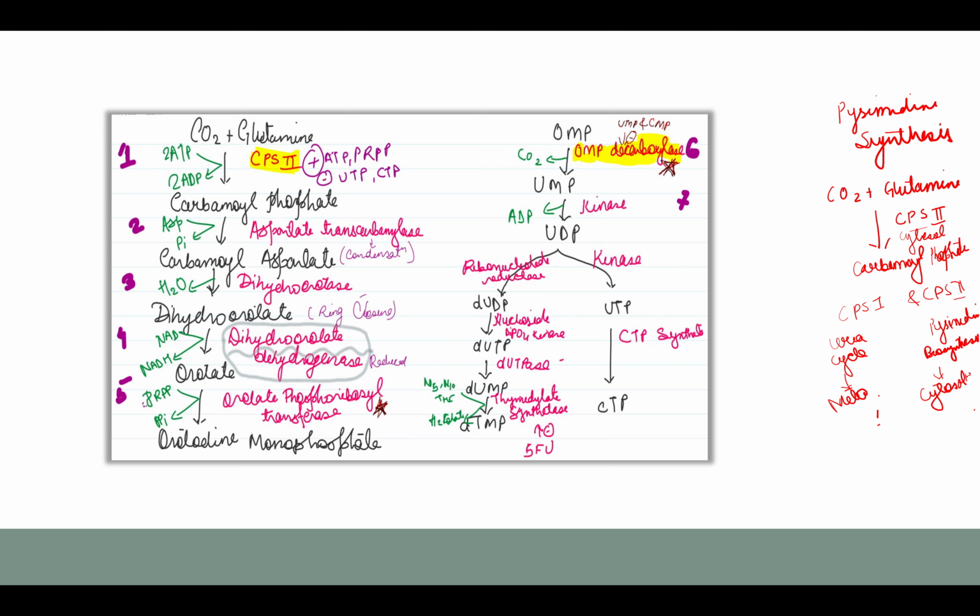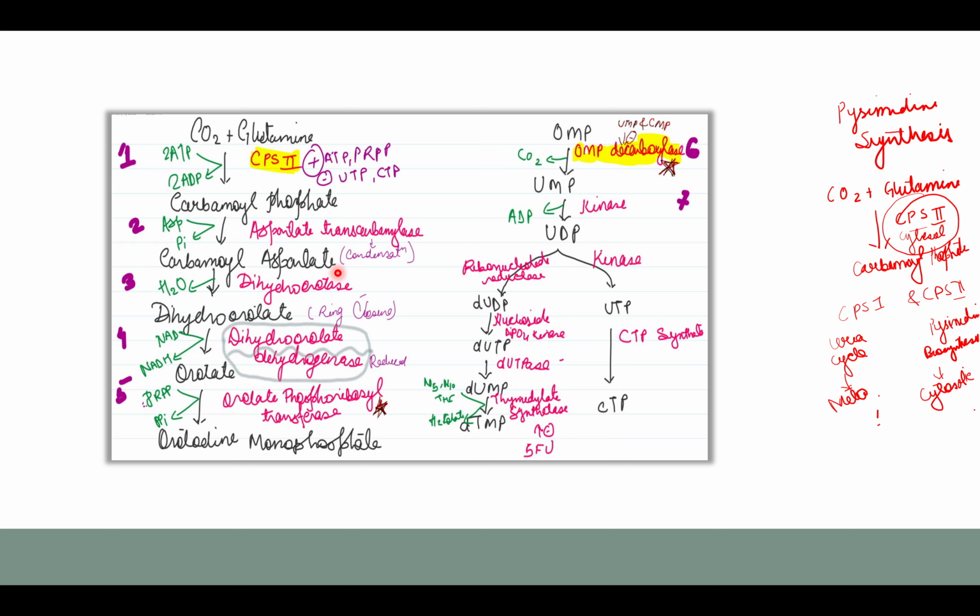Remember, this is an MCQ both in NEET PG as well as university examination. So this CPS2 is the regulatory enzyme in the pyrimidine synthetic pathway. Now the carbamyl phosphate gets converted to carbamyl aspartate in the presence of the enzyme aspartate transcarbamylase, utilizing one molecule of aspartate.